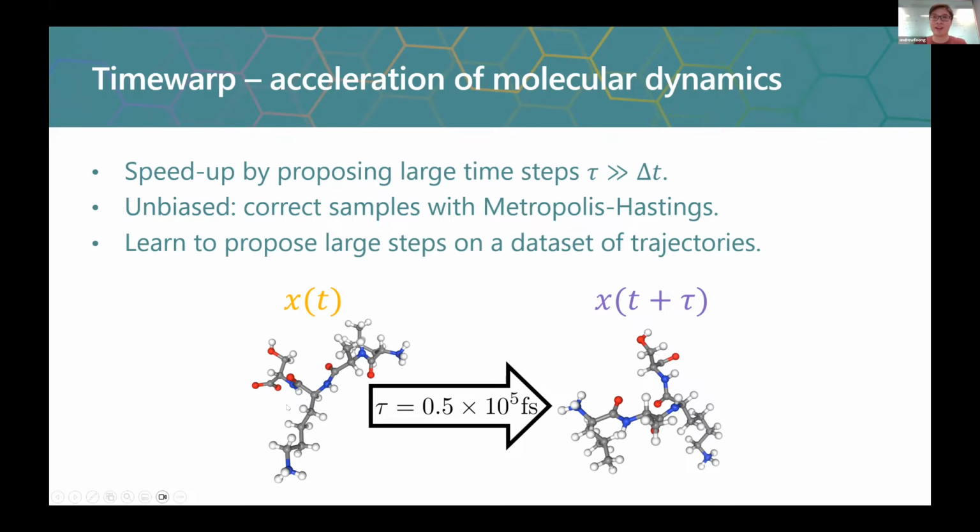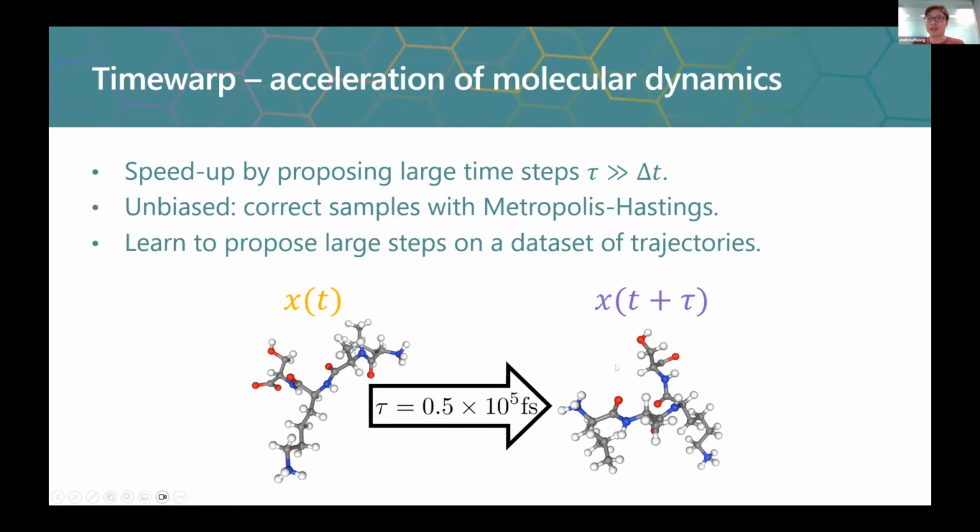So we have a tiny little peptide here on the left, representing the positions of the atoms at time t. And then here we take tau to be 500,000 femtoseconds, which is 100,000 times longer than the time step delta t for this particular simulation. And then the model proposes immediately a new state.